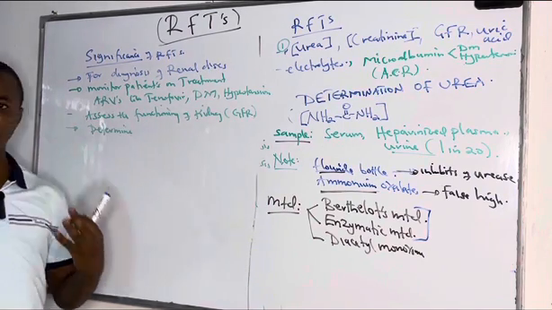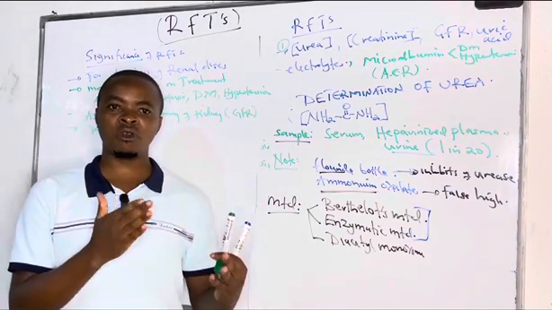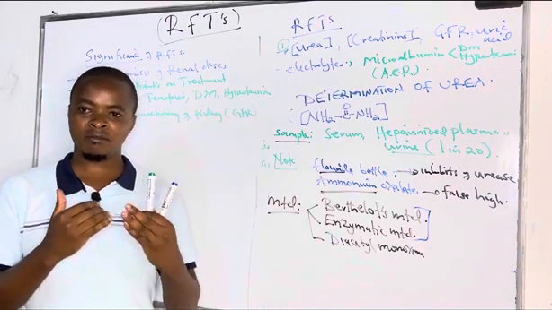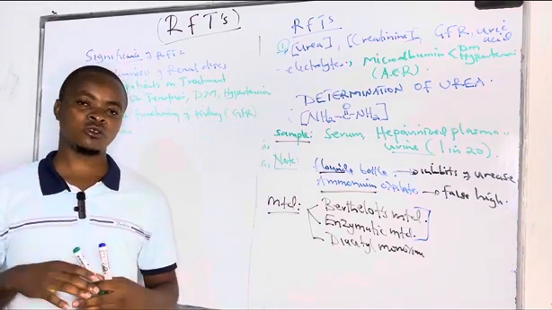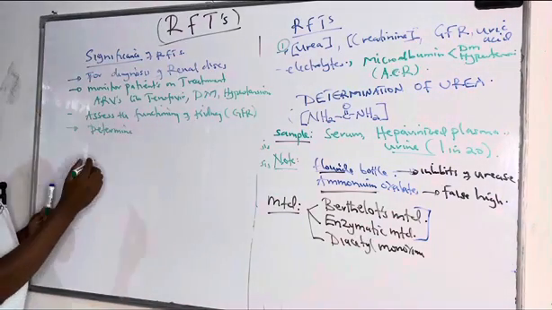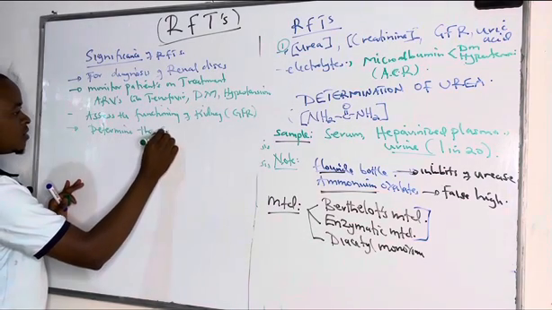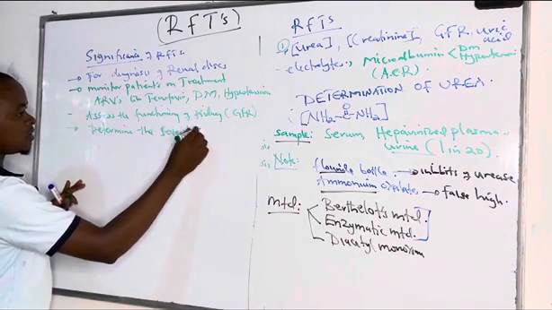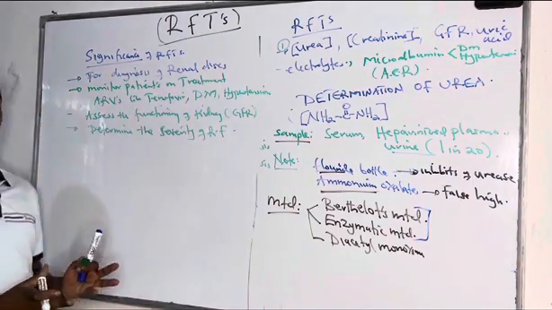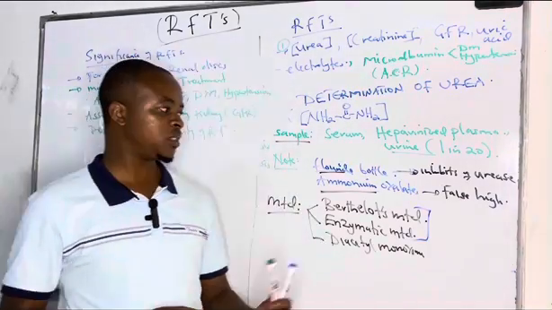When patients are already having kidney failure, we want to classify it into stages, because we know it can be mild, moderate, severe, and also end-stage renal failure. So we can do GFR to determine the severity of renal failure. So these are some of the significances of why we assess the functioning of the kidney using these tests.